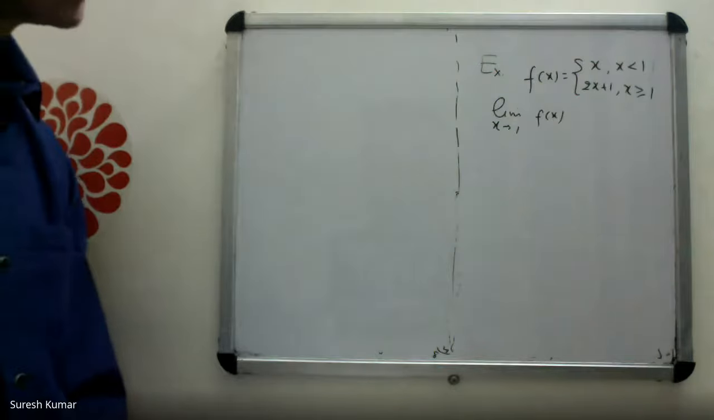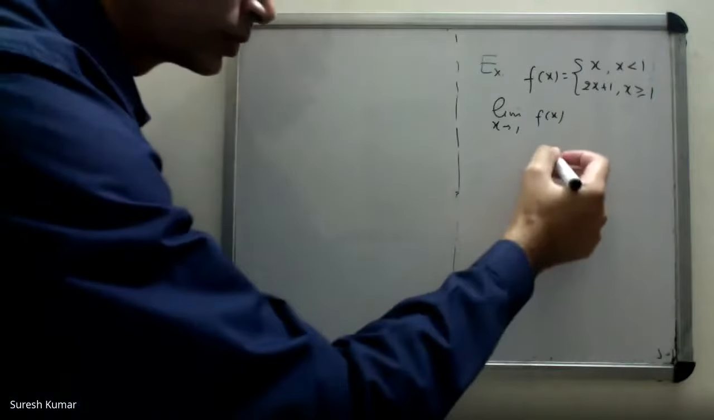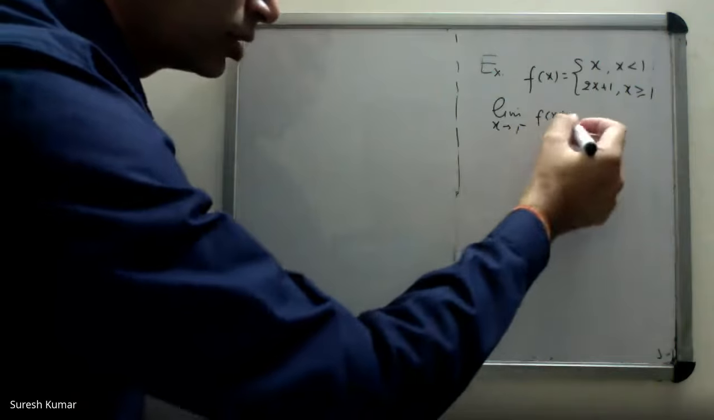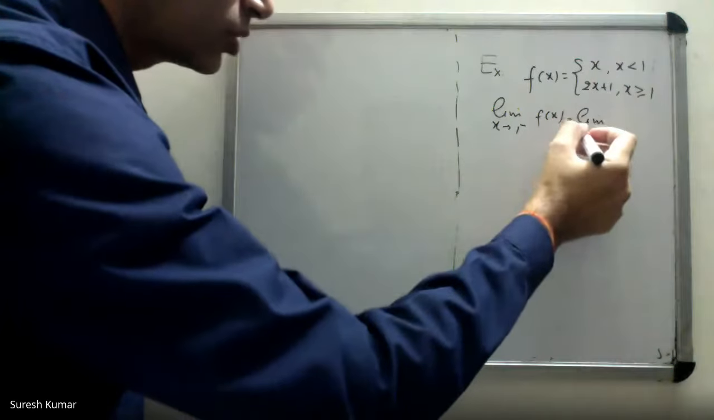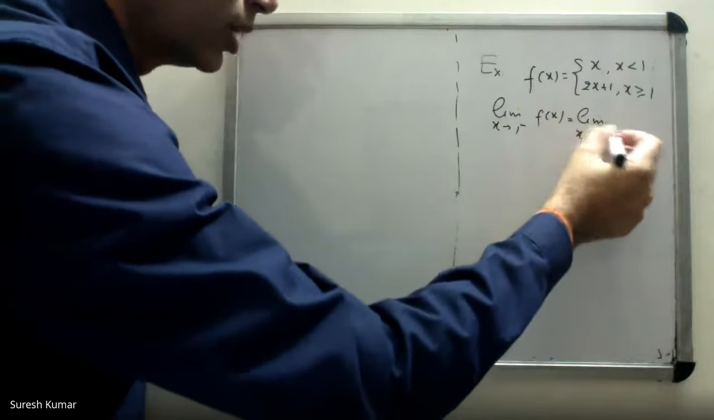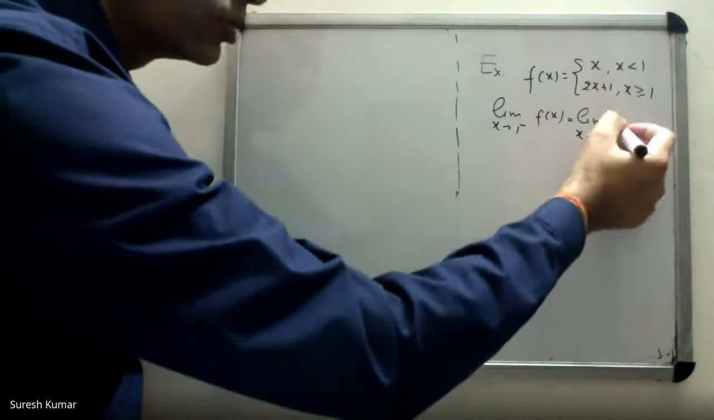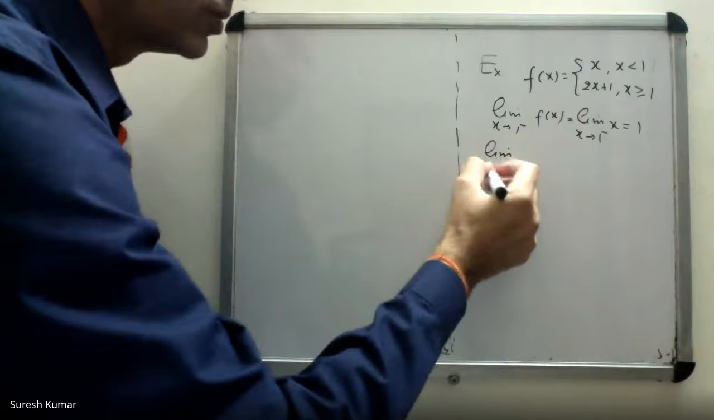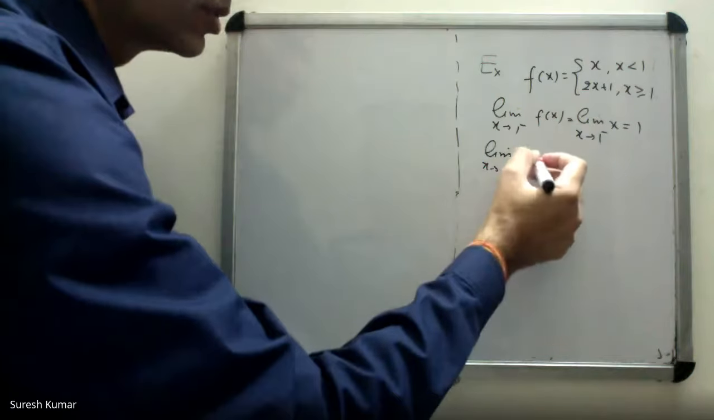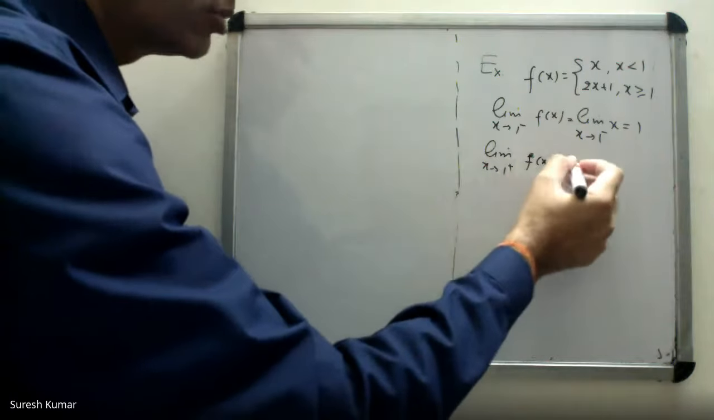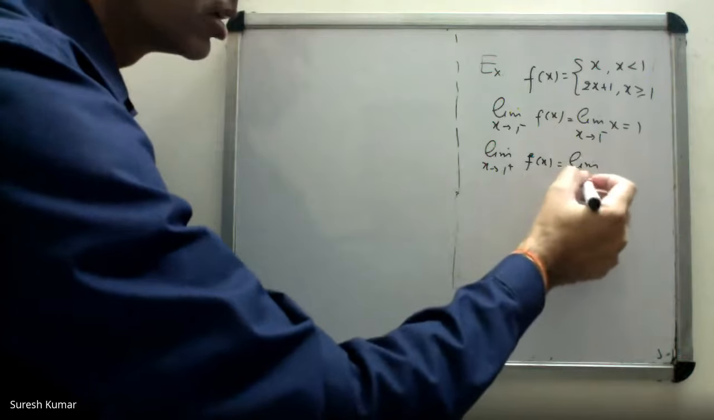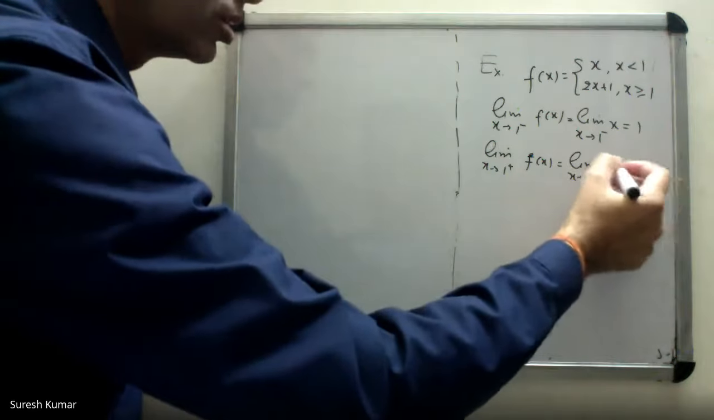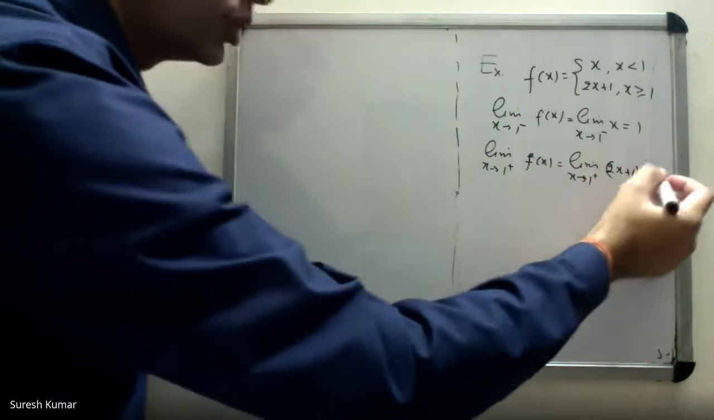What is the limit of this function? Left hand limit, if you solve, you get... left hand limit means x less than 1. You use f(x) equal to x, you get 1. And right hand limit: for right-hand limit f(x) is 2x plus 1, so you get 3.